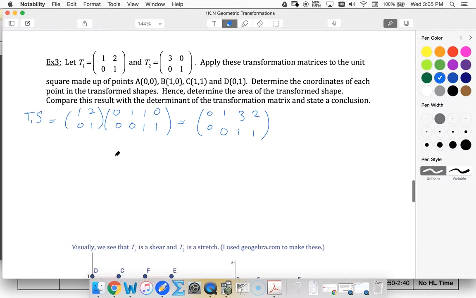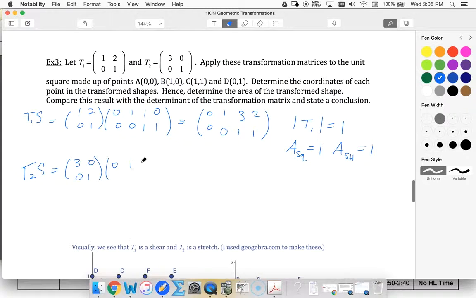If I look at my first transformation matrix, the determinant of T1 is also 1. So I've got area of my square is 1, area of my shear is also 1, determinant was 1. I'm going to repeat this process with my stretch. So T2 is 3, 0, 0, 1.